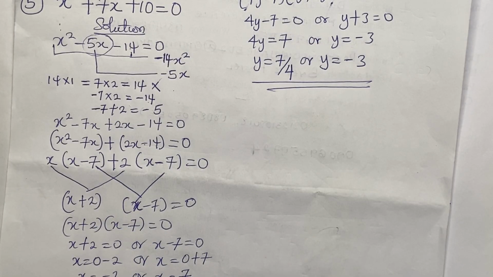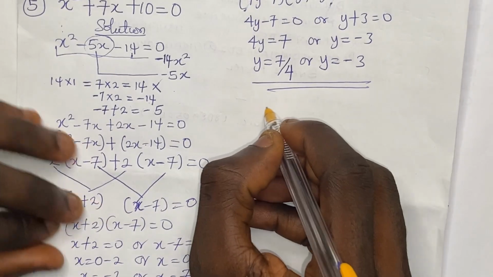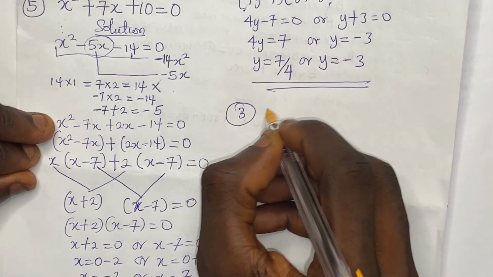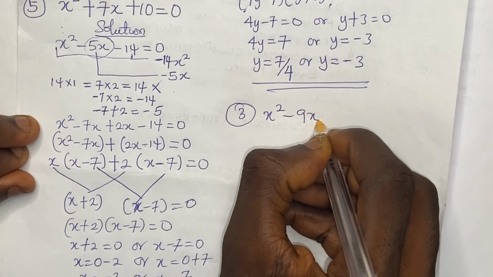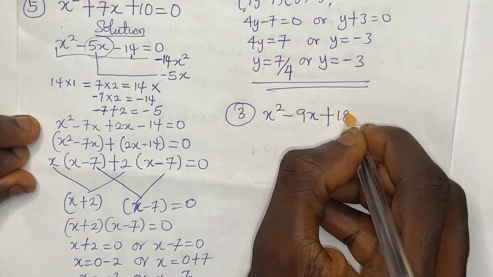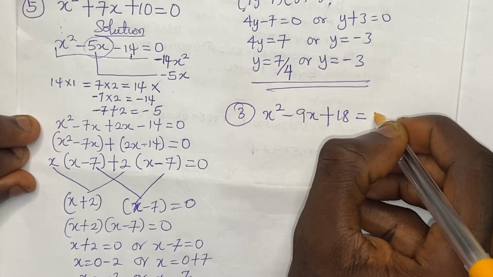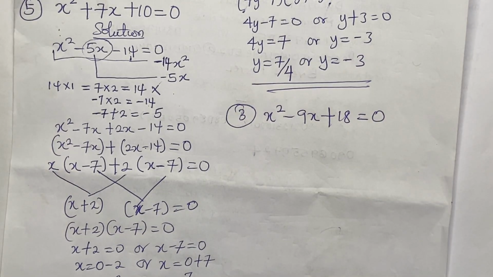All right. So let's see the third example now. For the third example, we have x squared minus 9x plus 18 equals 0. All right, so you can pause this video and try this question on your own.